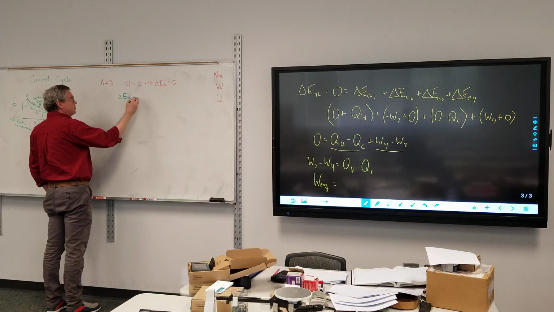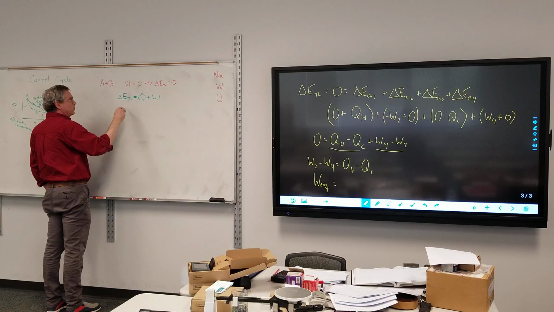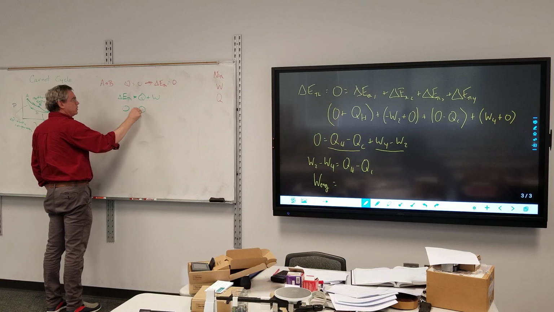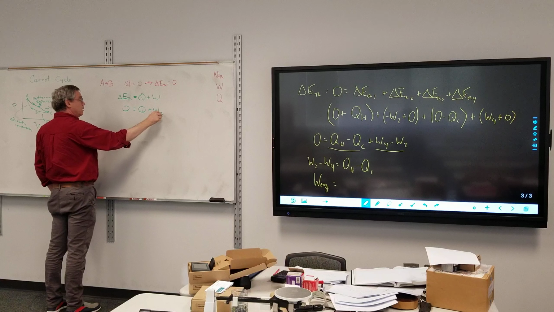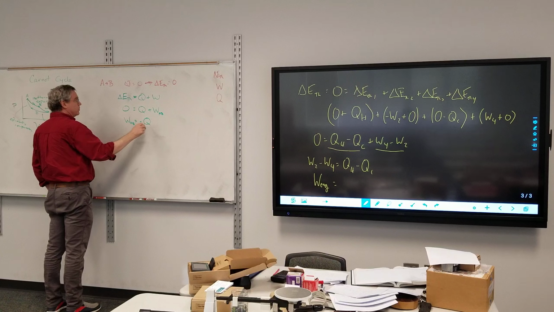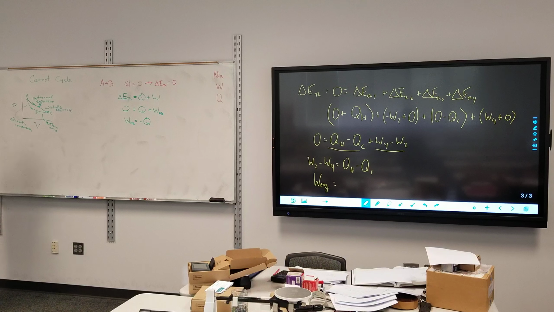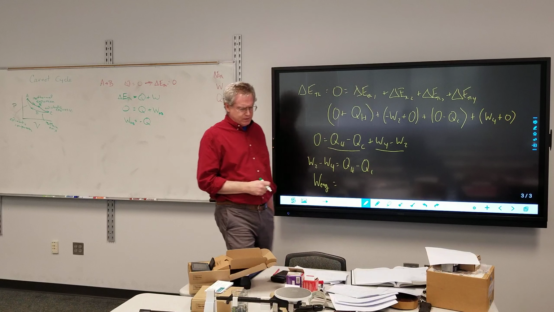First law of thermodynamics: ΔE = Q + W. Since that is 0, this is going to be equal to Q plus the work from A to B. And so the work from A to B is negative Q. And so we need to figure out which Q this is.